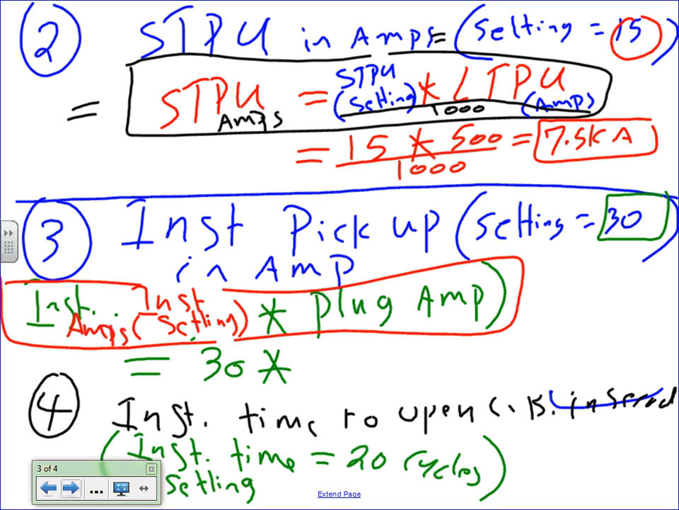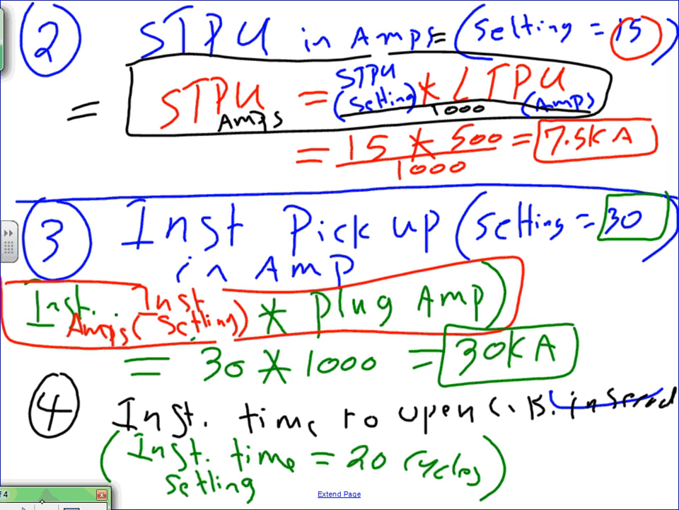What was the plug in amps, guys? The plug in amps was 1,000. Thank you, 1,000. Not the settings, the plug in amps, and that will get you what? 30,000, right? 30 kilo amps. So this is a short circuit. This means this circuit breaker will trip within 3 cycles if you hit 30,000. Done.